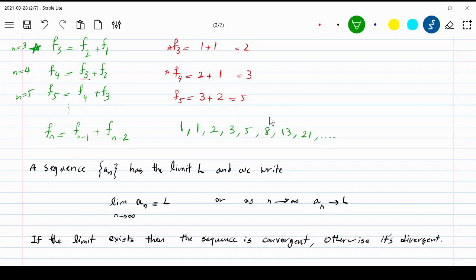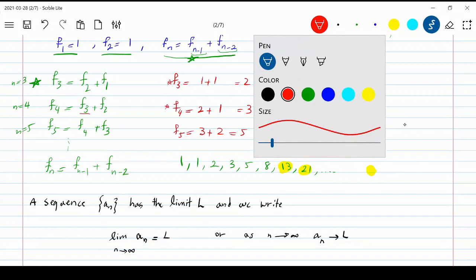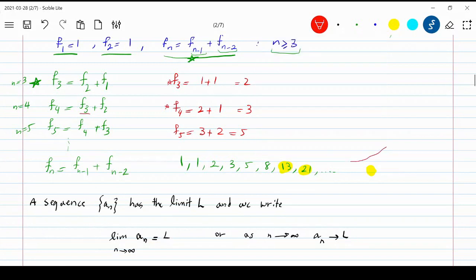Okay, what you notice here about this Fibonacci sequence, by the way, is that the terms are increasing. So if I let n get bigger and bigger, the corresponding terms are larger and larger. So you end up in thousands, millions, and so on. So what is the behavior of this sequence? Basically the sequence keeps increasing. As n is increasing, f of n will also increase.